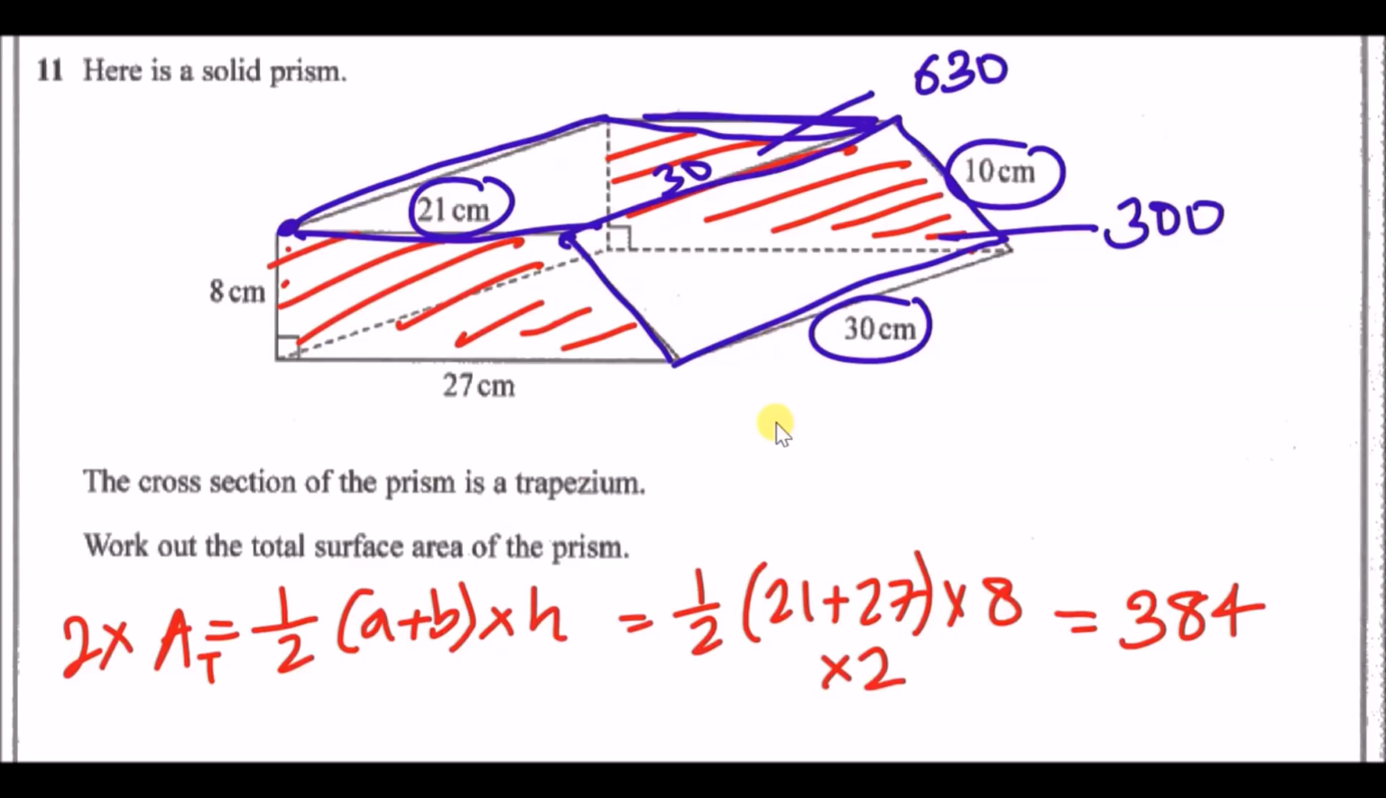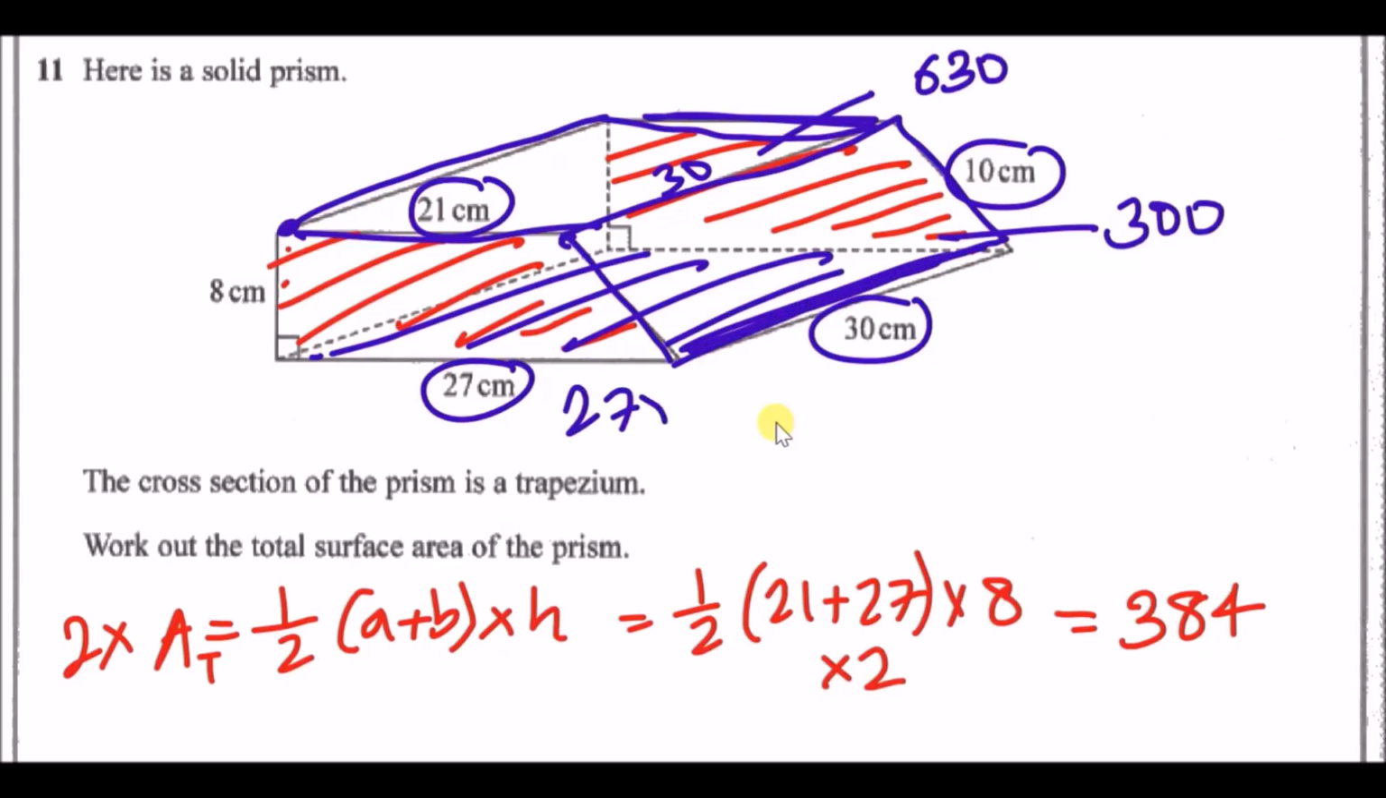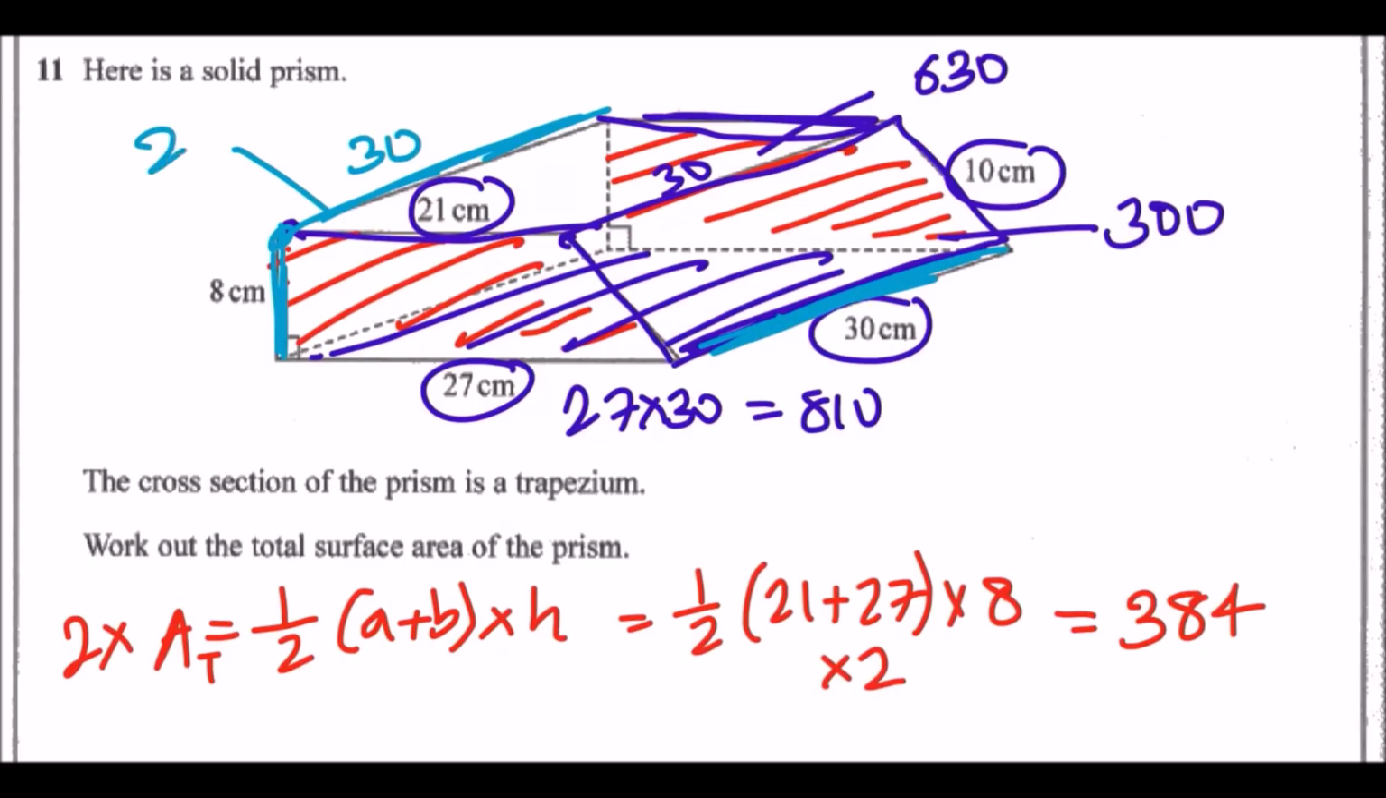Now the other two rectangles: the one on the ground, so over here, it's going to be 27 times the similar length, which is 30. So 27 times 30, and that's going to give us 810. Okay, and the last rectangle is over here. So you got 8 by, and then this length here is parallel to this length here. So 8 by 30, and 8 by 30 is 240.